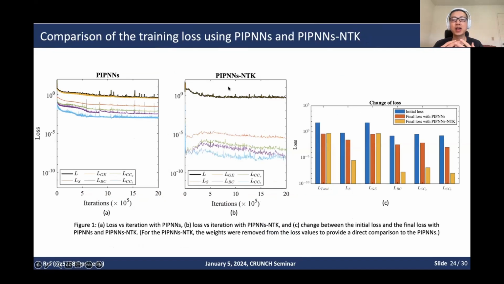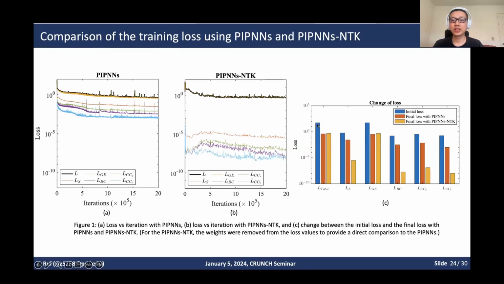So firstly, let's compare the loss. The left figure is about the loss for the PINNs without the NTK weights. The middle one is the PINNs with the NTK weights. And the other settings of the neural network and the optimization methodology are totally the same. And the third is the change of the loss.